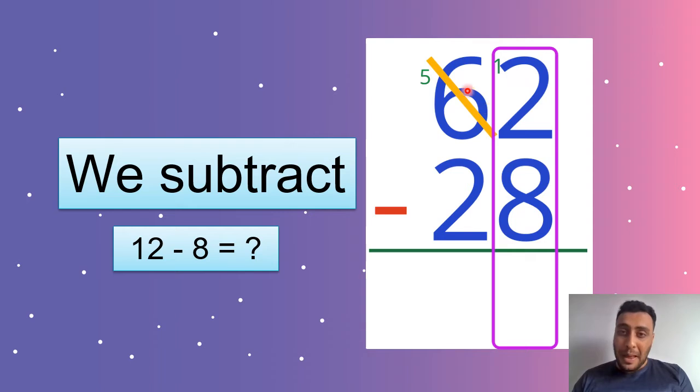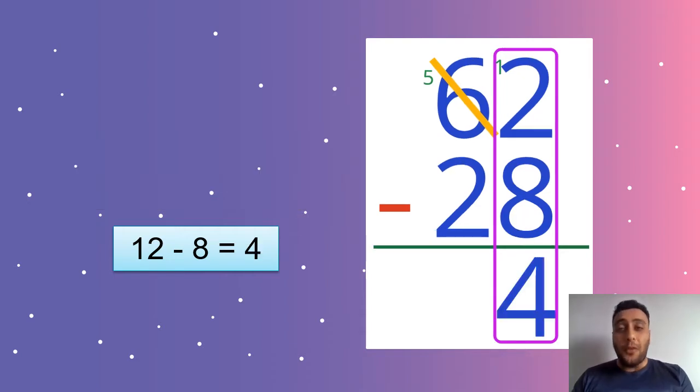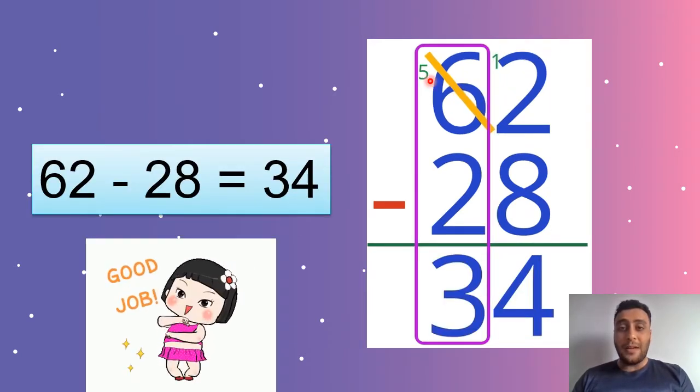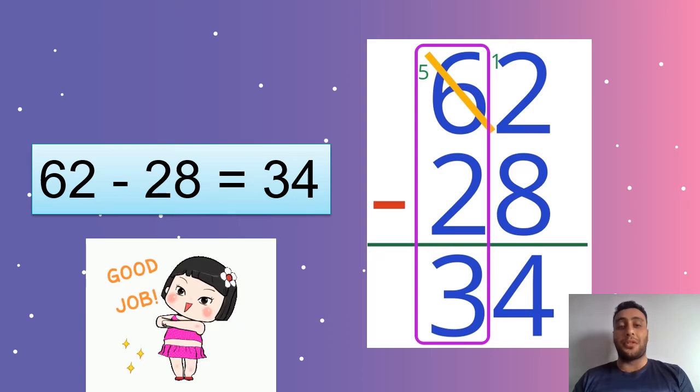But again, remember to cross the 6 and write the new number so you don't forget it. So now it's not 6 anymore, it's 5. And this is not 2 anymore, it's 12. So 12 minus 8 is 4. Too easy. And 5 minus 2 is 3.